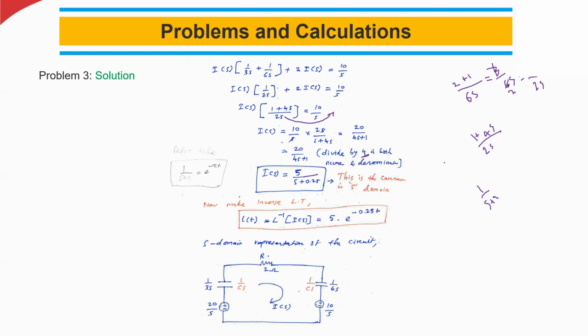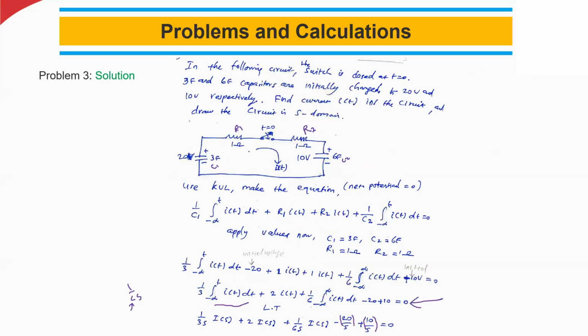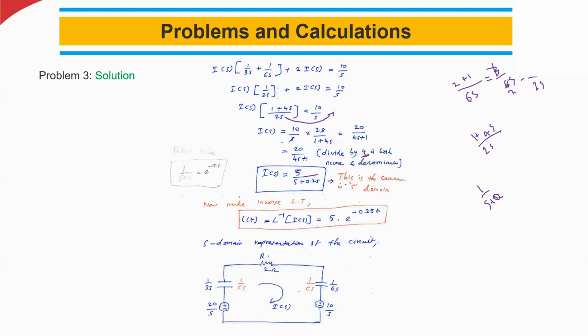So now I got the equation in the format 1 divided by s plus a. 5 is a constant, just forget that. So this is the final equation of the current of this circuit in the Laplace domain. And now I have to do the inverse Laplace transform. So I apply the inverse Laplace transform.